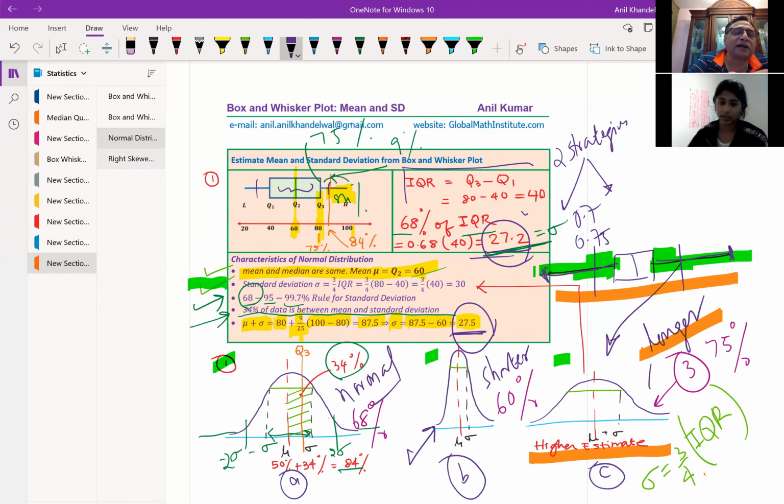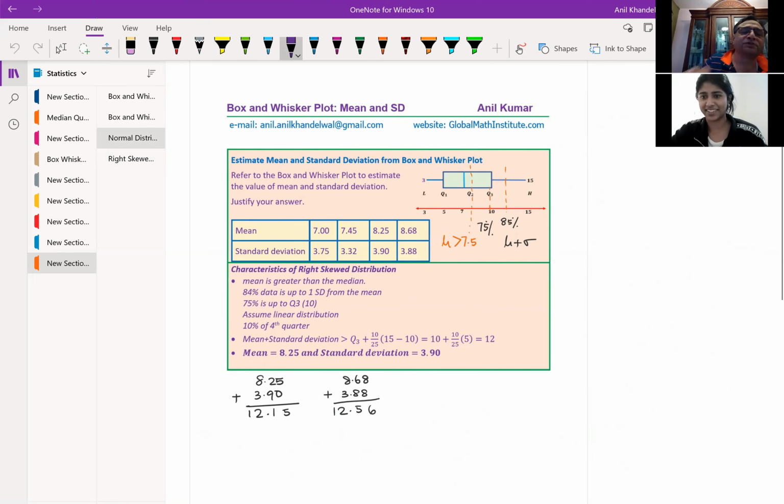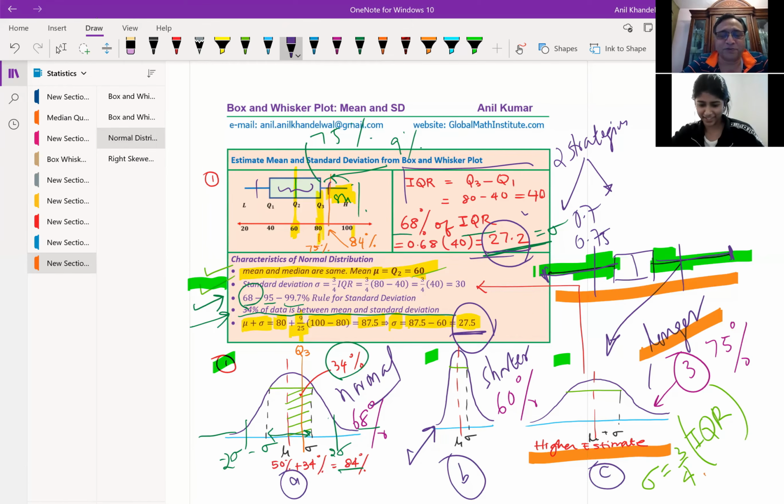Now let's look into the right skewed information. So this is the data. Could I just take a picture of the last slide? Sure. A lot of information there. Okay, cool. Thanks. Got it.